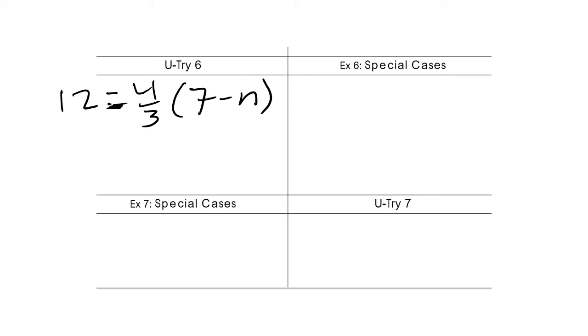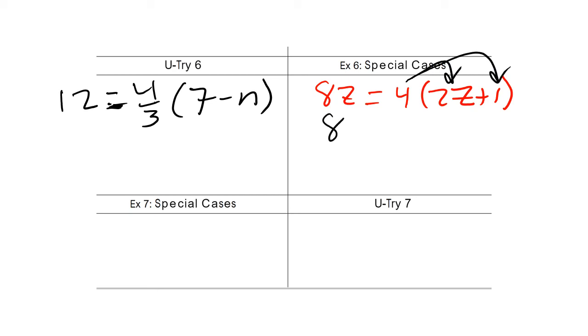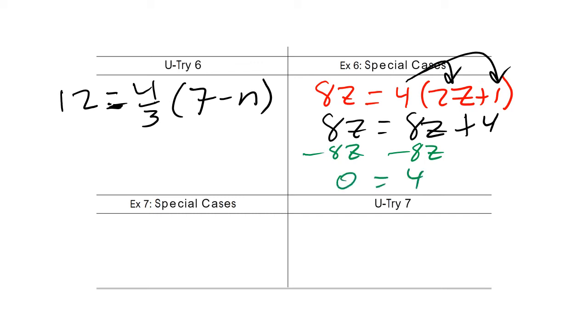All right, now I told you that there was going to be something new here. We got special cases. That is when the variables disappear. What if we start off with 8z equals 4 times 2z plus 1? When we distribute to get rid of these parentheses, we get 8z equals 4 times 2z is 8z, and 4 times +1 is 4. Uh-oh, that doesn't look good. And if I subtract 8z from both sides, I will get 0 equals 4.